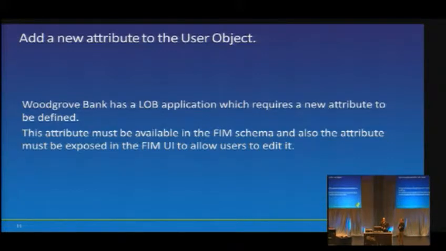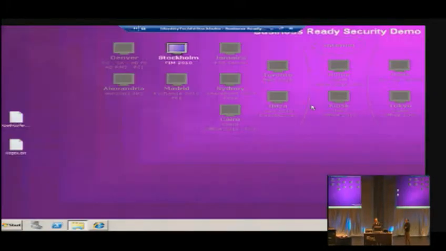So there's really two tasks that are necessary. In this example, Woodgrove Bank, well actually, they're a very progressive company, and they've sent all of their IT staff to TechEd because they want them to learn. So what we're going to do for Woodgrove Bank is extend a schema with an attribute called TechEd NZ, and we'll modify the FIM UI to allow users to update it as well. So let's have a look at that.